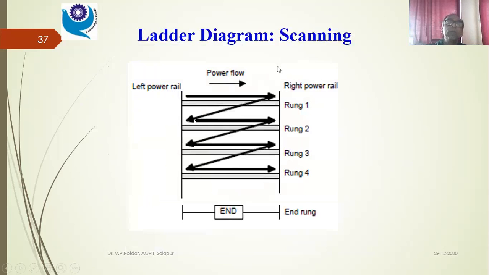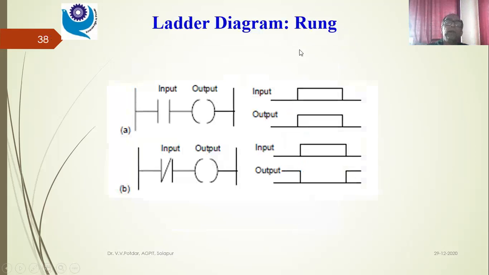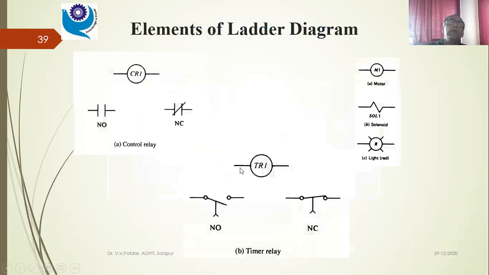In a ladder diagram, this is how the scanning is done: the power flows from left to right, left rail to right rail. The control signal moves, and scanning takes place, from left to right, again left to right, and this is the end rung. Input and output: corresponding to this input, I'll be getting some output. For normally open, the output will be on; for normally closed, with this input, the output will be off.